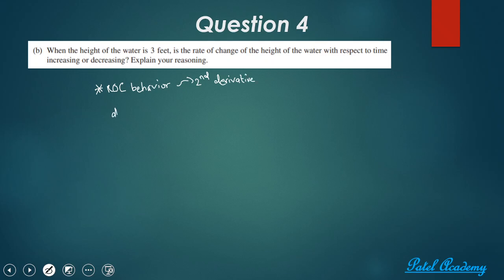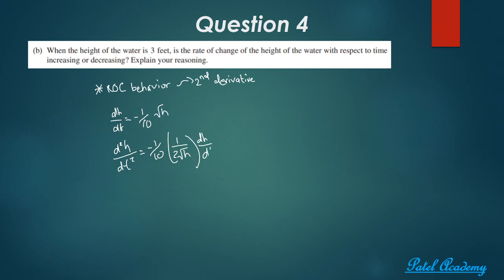And so what do we have? Well, we have dh/dt = -1/10 √h. So you want to find the derivative of this, the second derivative, d²h/dt². What's this equal to? Well, I'll put my constant out. Differentiating √h, I get 1 over 2√h. And then remember, by chain rule, I have to multiply by dh/dt.